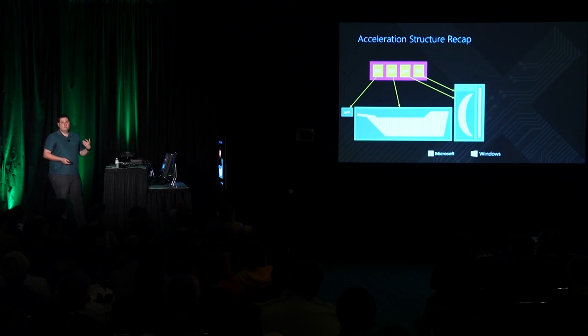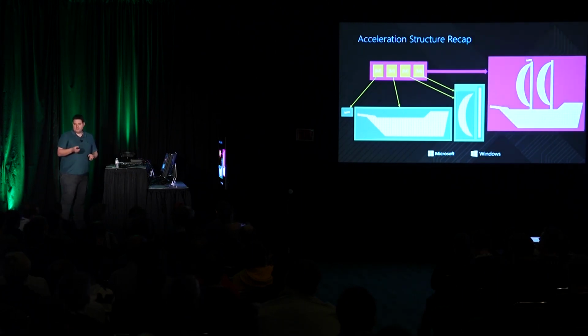And again, you can have multiple of both of these types of structures in your scene. Typically, you're going to have many bottom level acceleration structures and a couple of top level structures. And together, the top level structure itself then represents the entire scene.